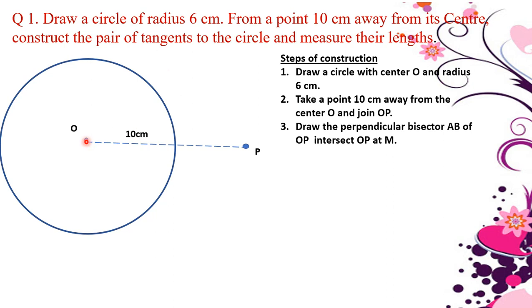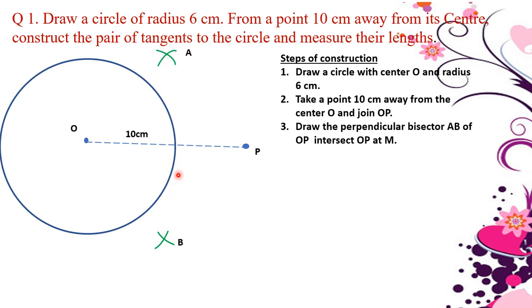Place the pointer at point O of the compass and open the compass more than half of this line segment OP and cut an arc with O as a center. Place the pointer at point P, same opening, cut an arc. This is the intersection point, 1 point. Place the pointer at point O again and cut the arc downside of this line segment OP. Place the pointer at point P, cut an arc which intersects the previous arc. So there are two intersection points A and B of the arcs.